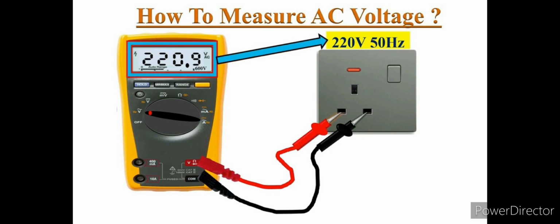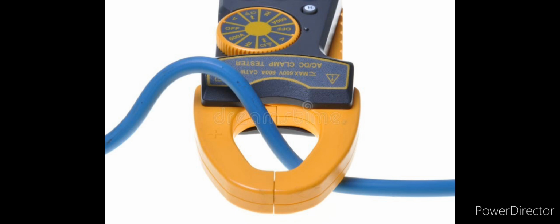So how to measure AC voltage? There is a lead, positive and negative, that we can keep in the socket and we can check. Okay, this is a slight explanation about this.